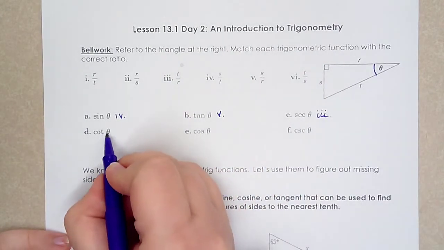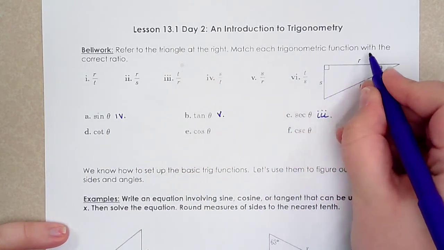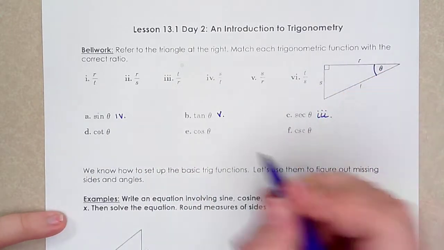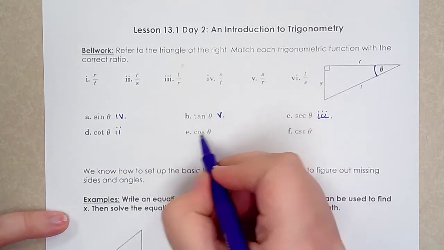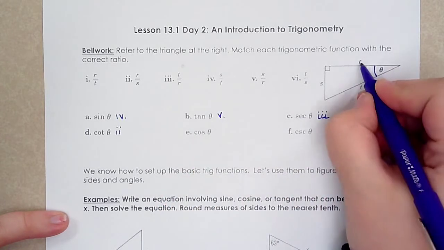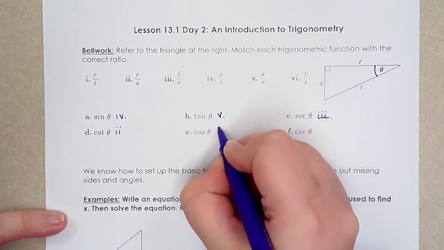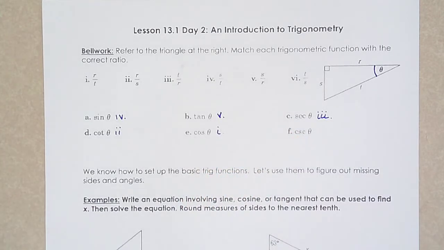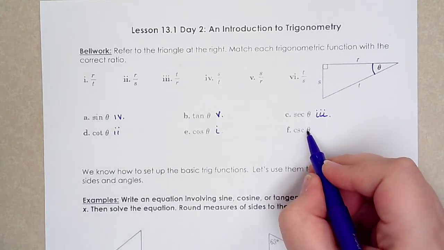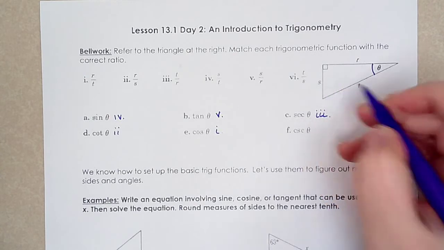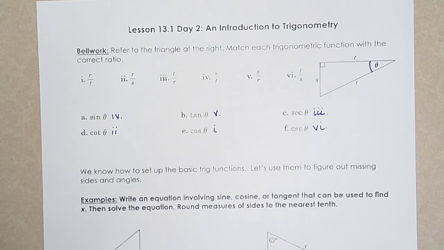Cotangent is the reciprocal function of tangent. So instead of opposite over adjacent, we're going to have adjacent over opposite, or r over s, 2 i's. Cosine is the a over h, or adjacent over hypotenuse, meaning r over t. That's our first little i. And then cosecant, our reciprocal of sine. Instead of opposite over hypotenuse, we're going to do hypotenuse over opposite, t over s. And we have accounted for all of our options.